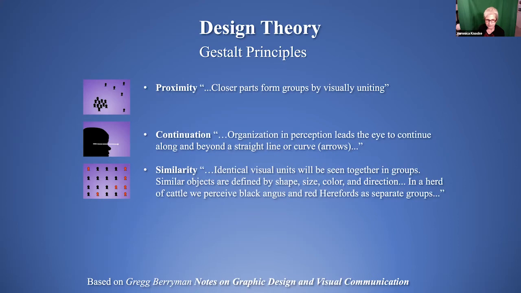And similarity. Identical visual images will be seen together in groups. Similar objects are defined by shape, size, color, and direction. And that's why you can see a group of cattle, Black Angus and Red Herefords are separate groups. Or if you're looking at a game that you're watching on TV, you can tell who's the good guys and who's the bad guys by whether they're wearing the light colored jerseys or the dark colored jerseys.